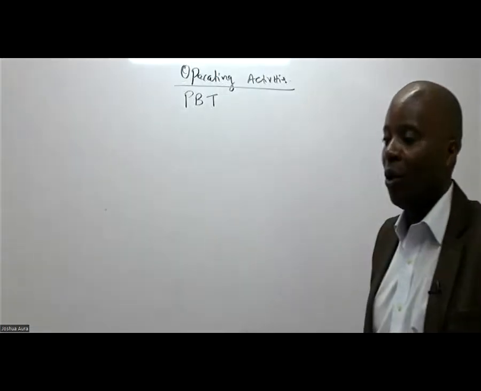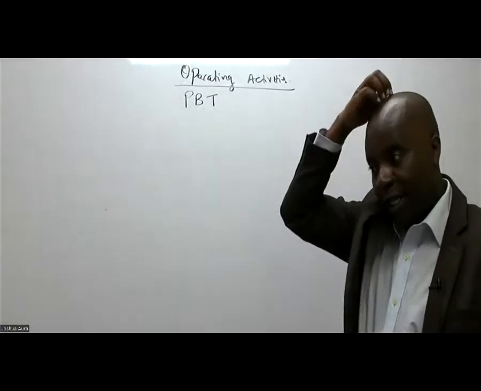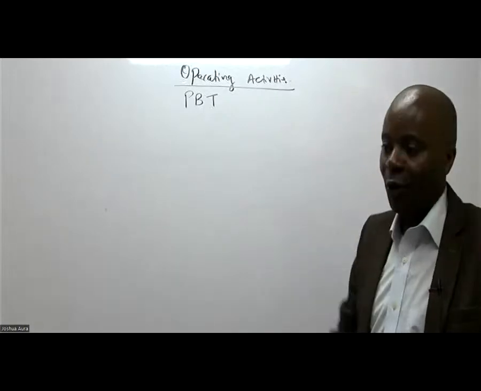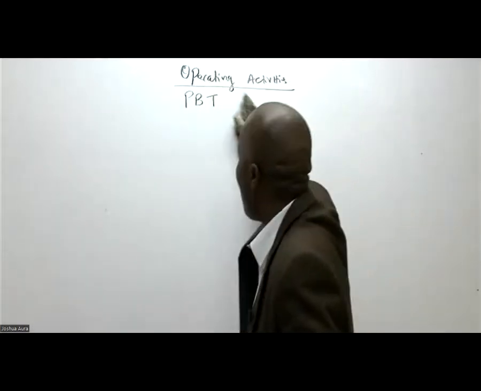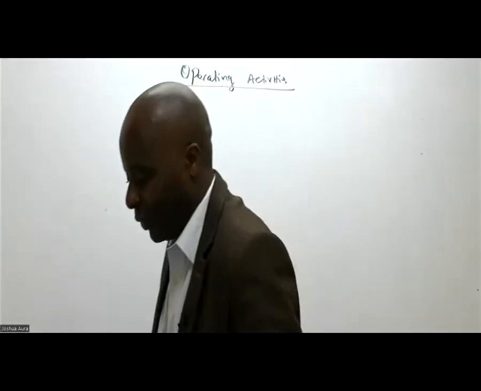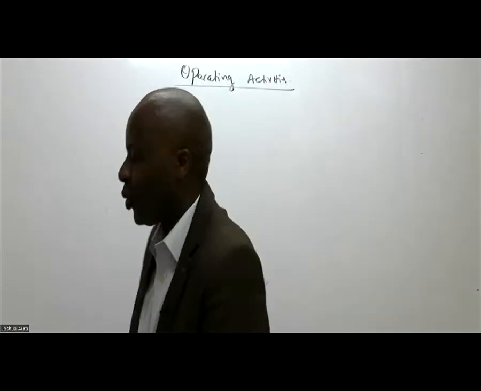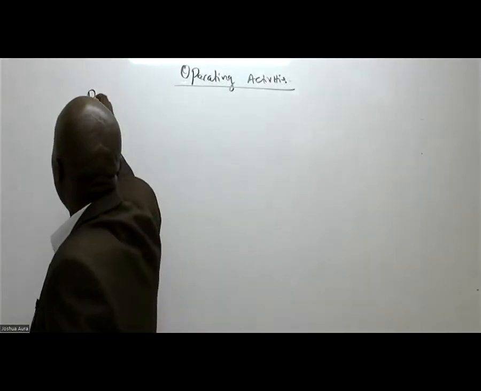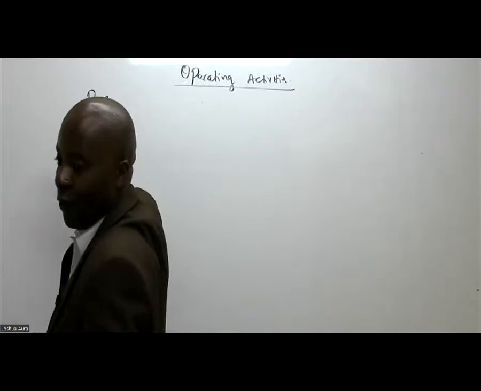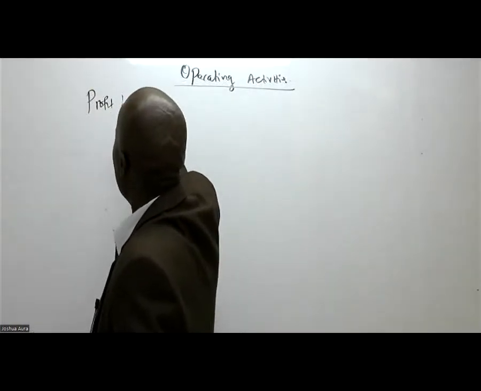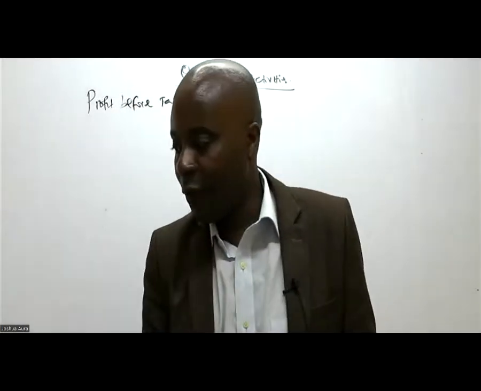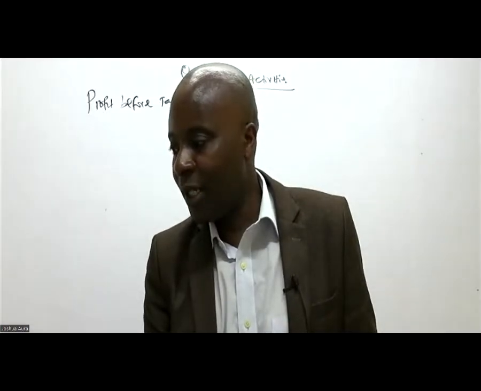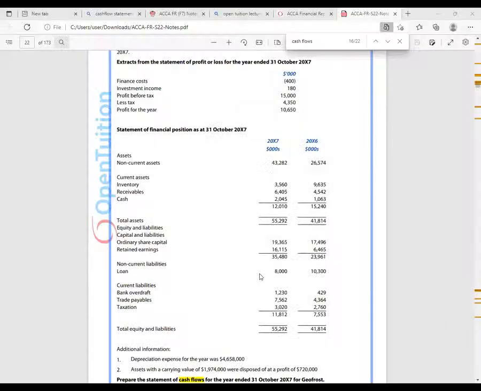Tax always. I'll start with profit before tax. Have they given me the profit before taxation? Profit before tax. Before we look at our past paper, Sharon says very first, 15,000. So profit before tax is 15,000.